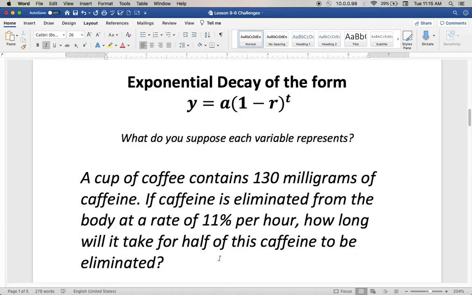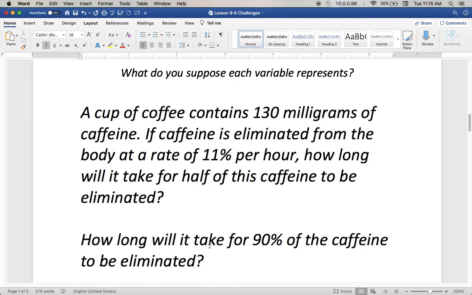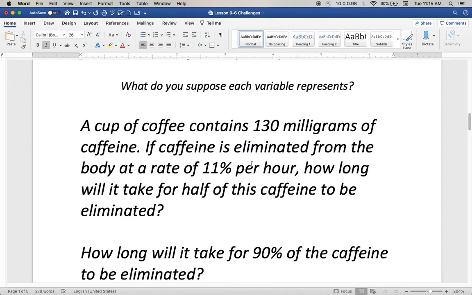It's also interesting to note that according to this model, you never actually completely eliminate caffeine from your body because there will always be some vestige of it, some trace amount of it left in your body. And there's a follow-up question, which is how long will it take for 90% of the caffeine, most of the caffeine, to be eliminated? So you've got a couple of facts and figures here.